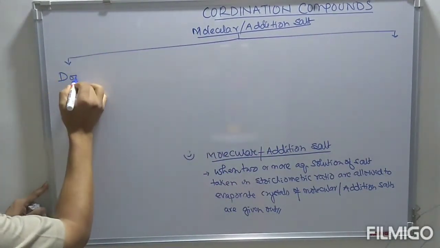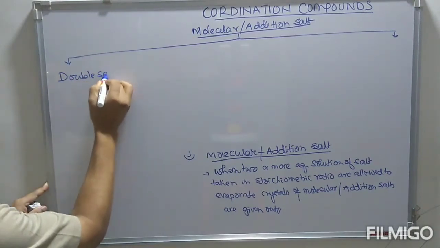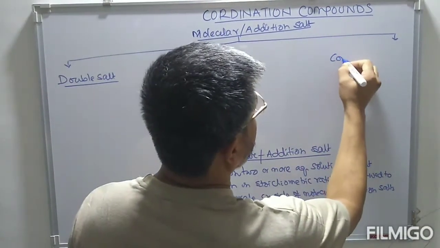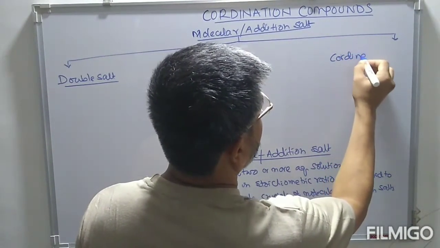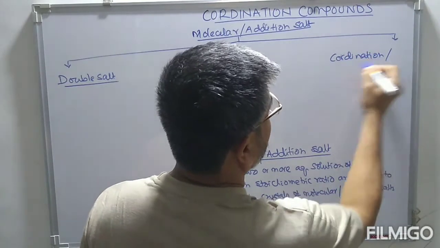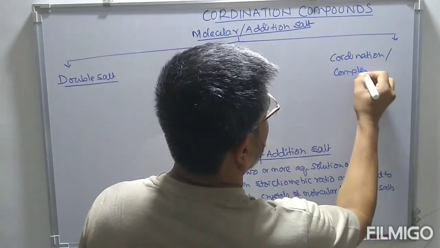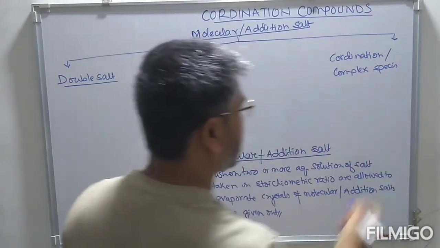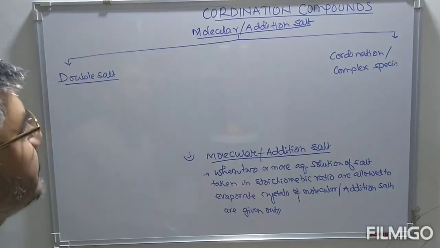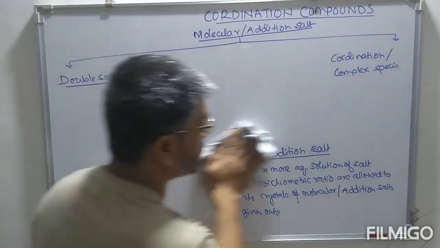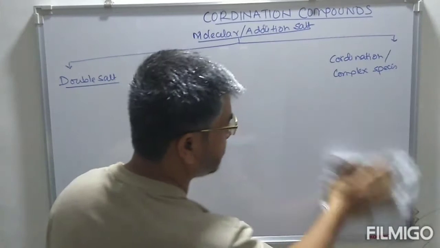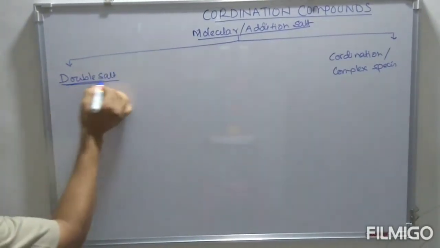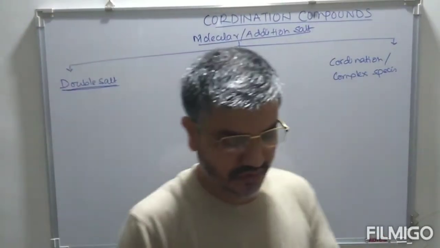Molecular or addition salt is of two types. We have double salt and coordination or complex salt or species. So these are two types of molecular or addition salt. Now let's differentiate, and I will give you examples also. So first of all, coming to this double salt, let me define this double salt.